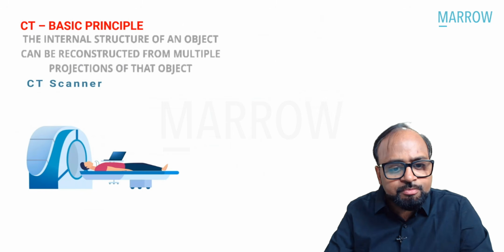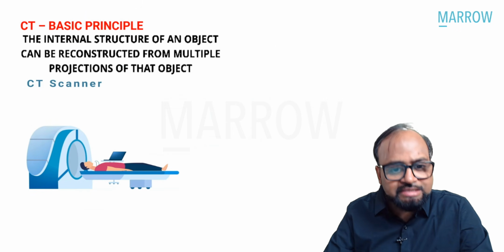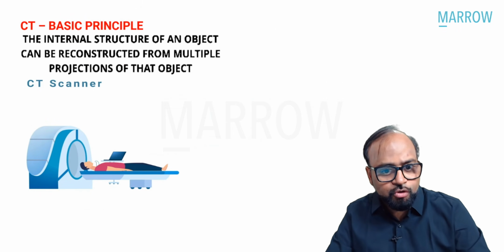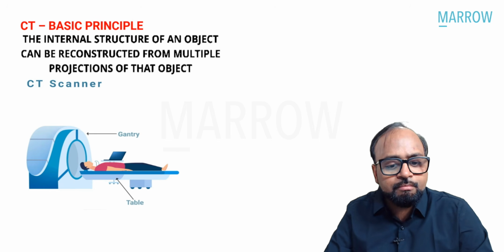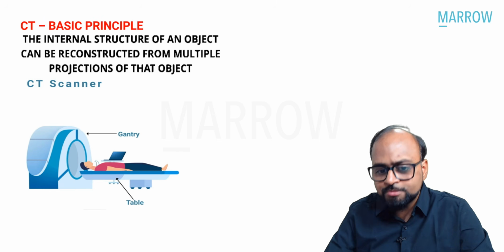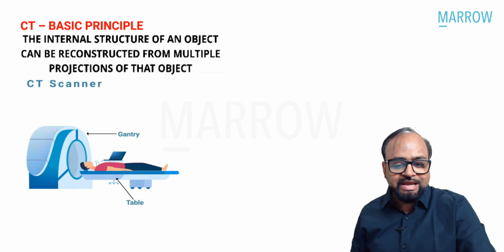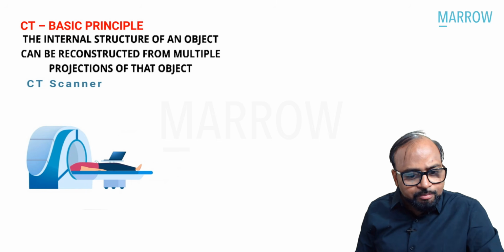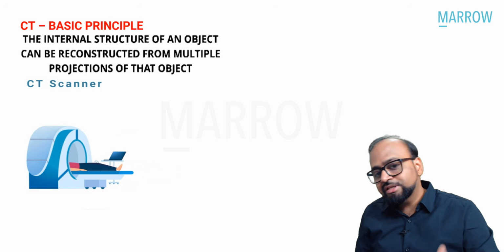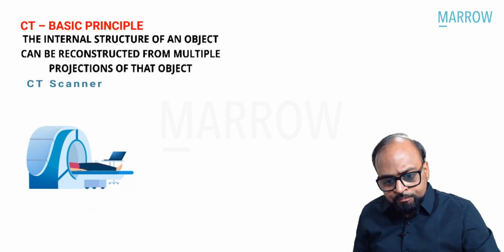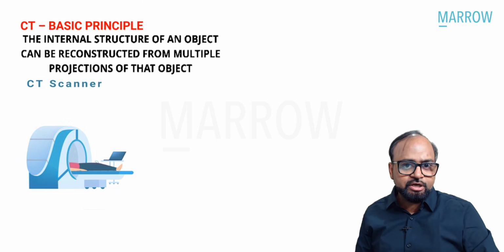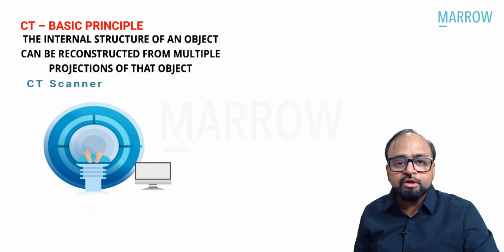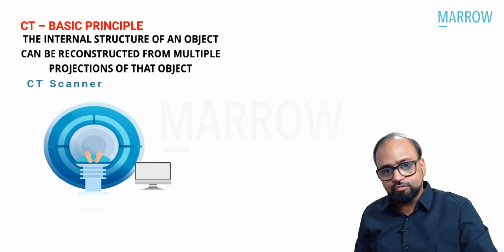Now, what is the basic principle of CT scan? The basic principle of CT scan states that the internal structure of an object can be reconstructed from multiple projections of that particular object. If you see this unit, this is a gantry and a table. The patient is lying on the table, and this table then slides inside the machine, and that is how the CT scan actually works. If you stand at the foot end of this patient and face the machine, this is how it would look from the front.